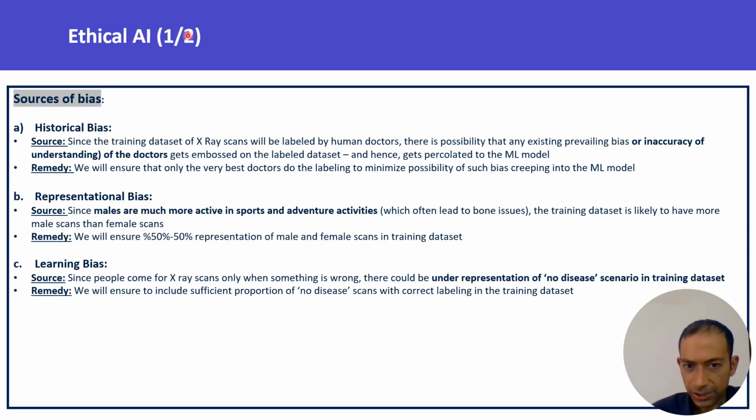Then the final section on ethical AI, the source of bias. There will be three sources of bias: historical bias, representational bias and learning bias.